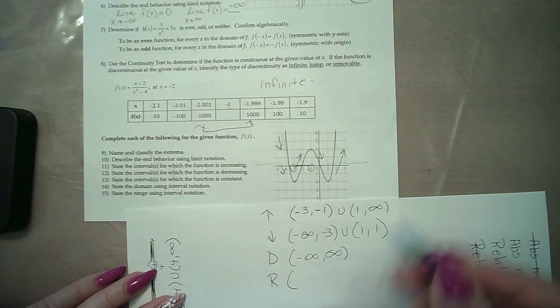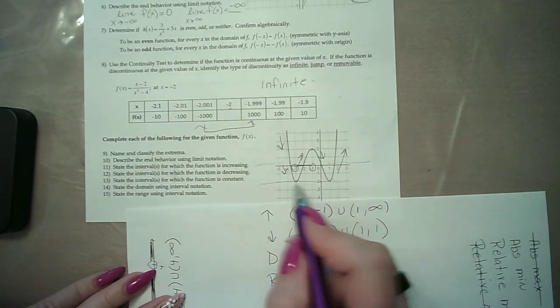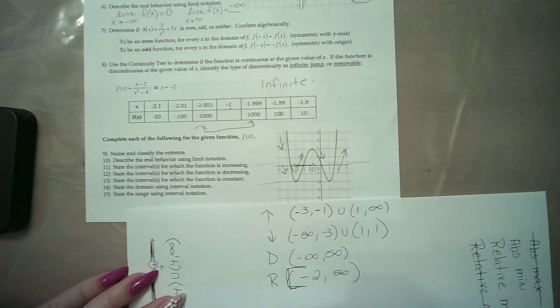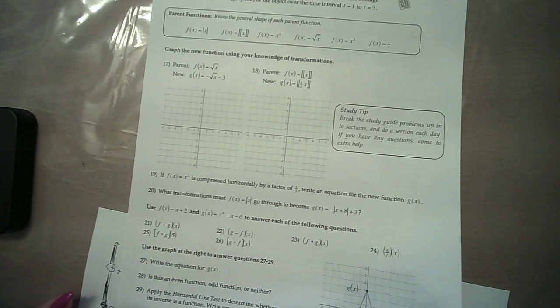My range, however, the lowest point is -2. And actually, it's a hard bracket. Sorry about that. -2, and it goes to positive infinity. Okay, let's see what we have going on this other side.